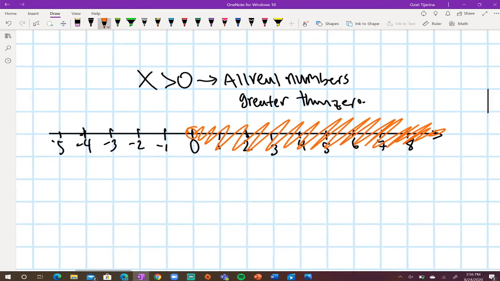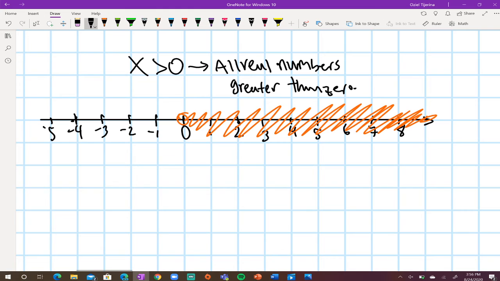And also when you want to write this in interval notation, I feel like a lot of people get really confused on how to do this when they don't have it in this form.